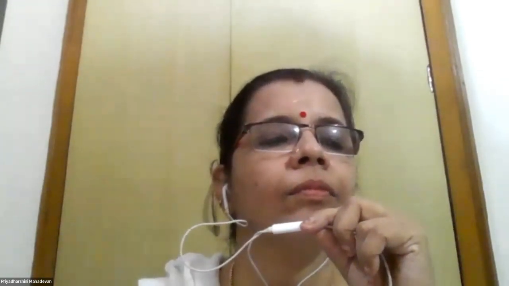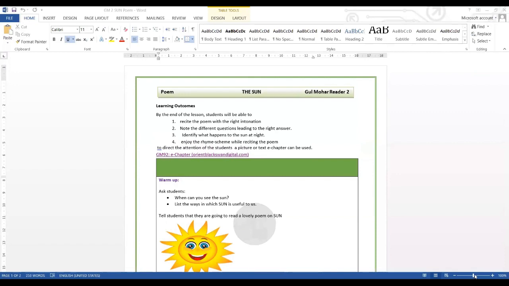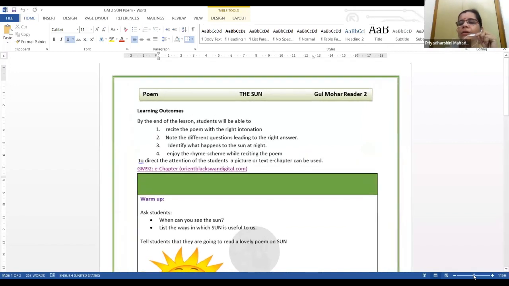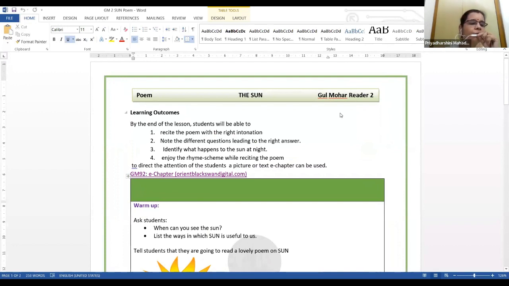Okay, so let us move on to the next concept. This is a small poem about the sun. This is there in your Gulmohar reader 2. Okay, class 2 Gulmohar reader. So before you teach a poem, what is the first thing that we have to do? We have to write the learning outcomes. Okay, and you always carry your lesson plan in your hand whenever you go to the class and write whatever learning outcomes that you expect the child to learn from this particular topic.